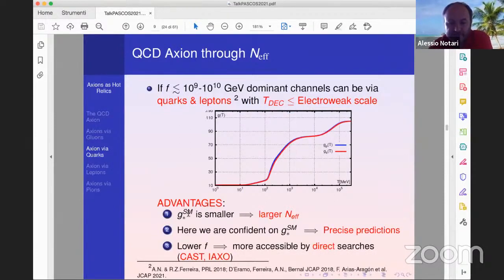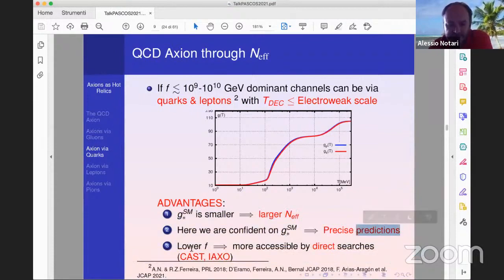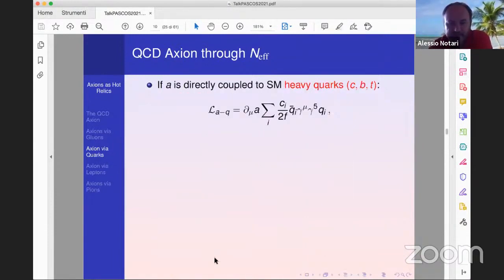So let's see what is the consequence. First of all, since g star is smaller below the electroweak scale, we can have a larger N effective. Moreover, we are somehow confident of what is g star in this range of temperature because we know the standard model there. Therefore, we can make precise predictions. And this is a big advantage, and not just upper bounds. And moreover, we will work actually at lower f, and this is actually accessible also by direct searches, such as IAXO or CAST.